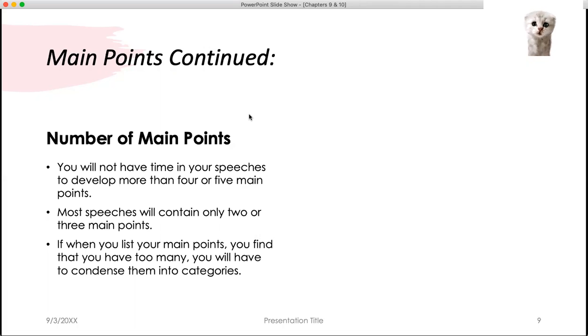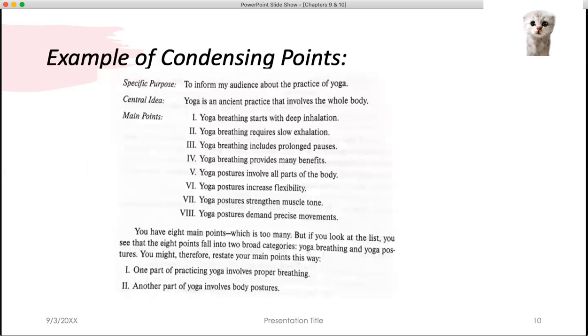Number of main points. You will not have time in your speeches to develop more than 4 or 5 main points. Most speeches will contain only 2 or 3 main points. If, when you list your main points, you find that you have too many, you can condense them into categories. So here's an example of condensing.